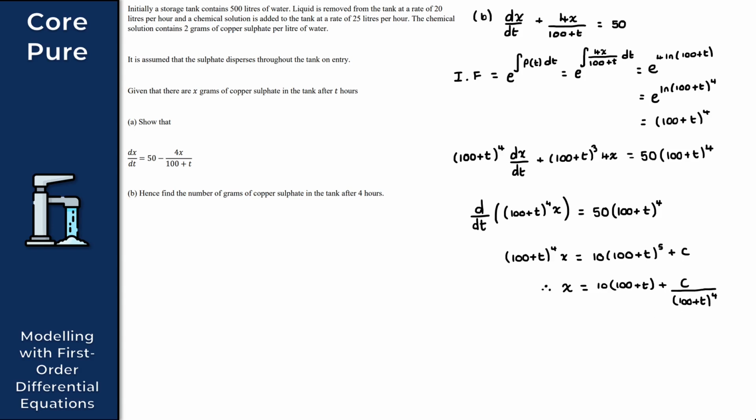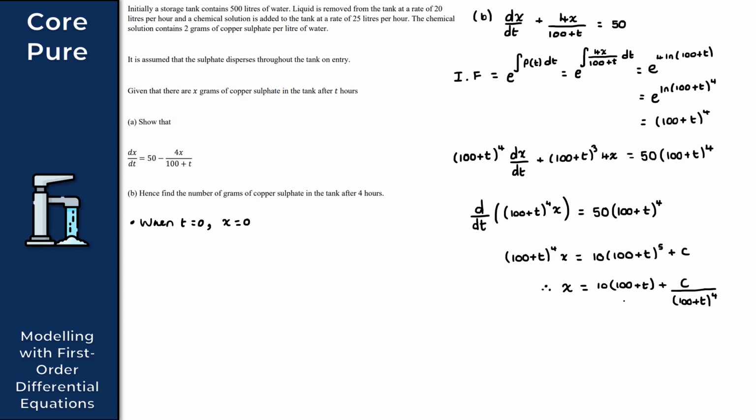Okay. So to now go on to find the value of c, what we need to do is use an initial or boundary condition. By looking at the question, it might not be immediately obvious what the boundary condition actually is. But what we can do is use the fact that when t equals 0, the tank initially just contains 500 litres of water. There is no grams of copper sulfate in the tank. When t equals 0, x is also equal to 0. And by using this initial condition, we can now go on to find the value of c.